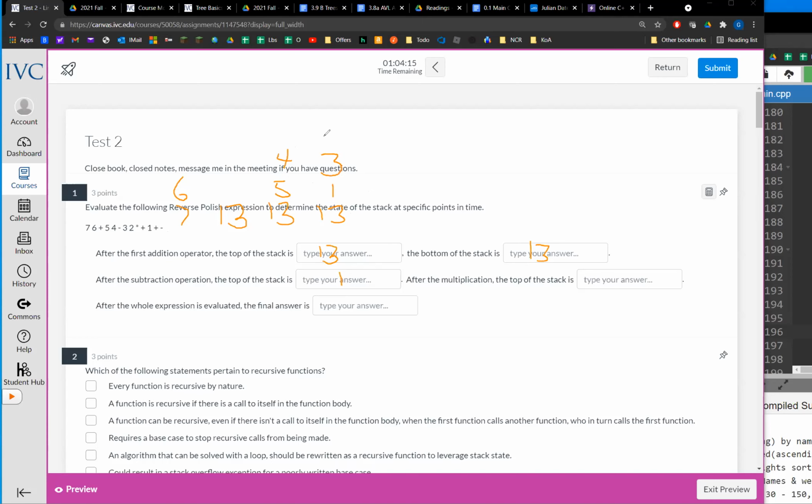Push 3 and 2. Multiply gives us a 6. So we have our 6 over here. And then the final answer: addition gives us a 7. Push 1. Add those and then subtract for a 5. Questions on number 1 before I erase all these fun annotations?